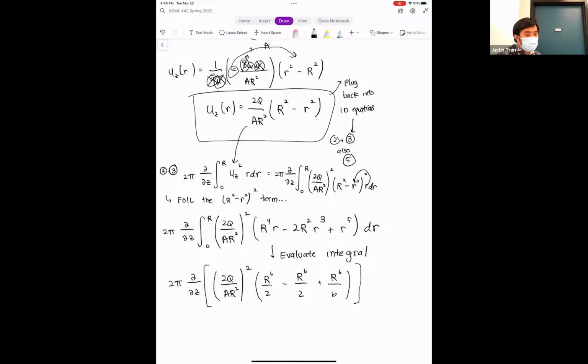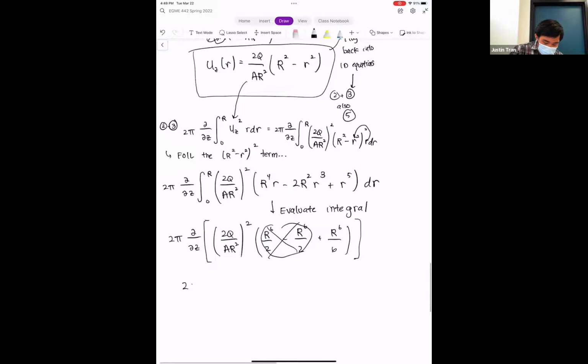All right, so we have an r to the 6th divided by 2, and a minus r to the 6th divided by 2, and these two terms are going to cancel out. Let's expand out the square term. If we expand out this square term, we're going to have a 4q squared divided by a squared r to the 4th multiplied by r to the 6th divided by 6.